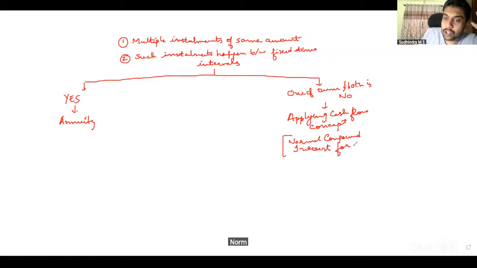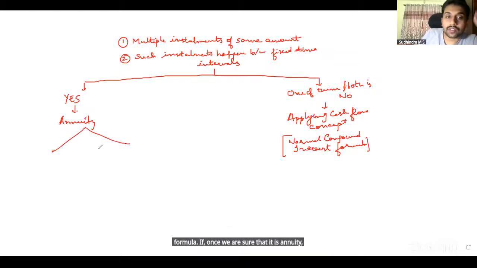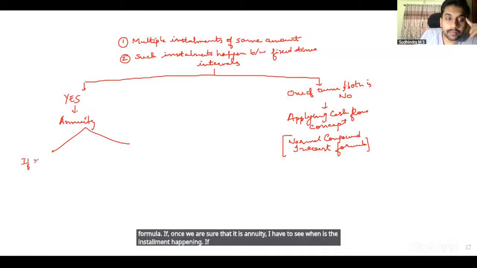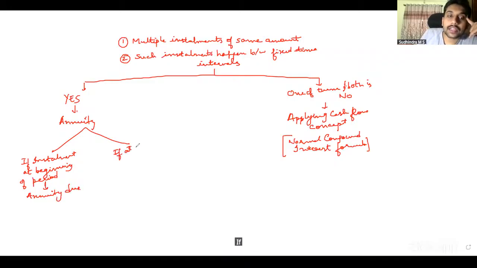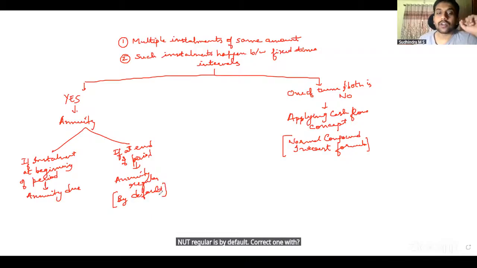Once we are sure that it is annuity, I have to see when the installment is happening. If the installment is at the beginning of the period, then it is annuity due. If at the end of the period, then it is annuity regular. Annuity regular is by default. Correct, Manvit?